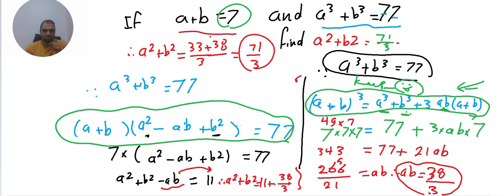You need to solve equations like this: a plus b all to the power 3 equals a power 3 plus b power 3, and in the middle plus 3 times a times b times a plus b. Then put the values of a power 3 plus b power 3 here, and then simplify the answer.